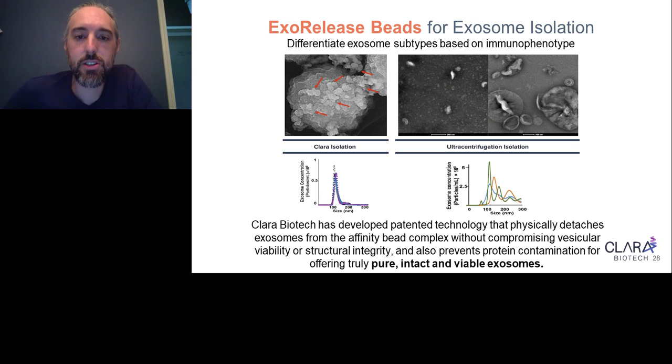This is a picture showing our ExoRelease beads with captured exosomes on the surface prior to release. And you can see the density. Each of those arrows points to an exosome on the surface of the bead. We have a really high capture rate of exosomes, greater than 90% from a solution using our technology. The exosomes and the beads are bound very well for high capture rates.